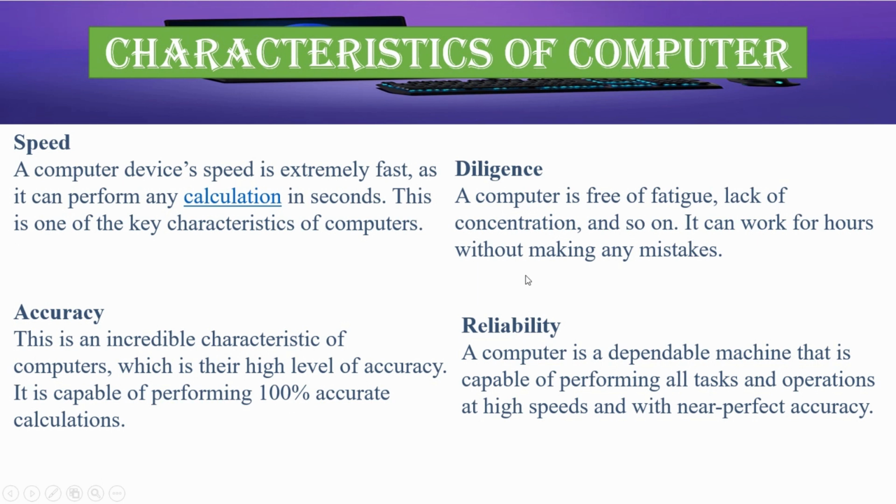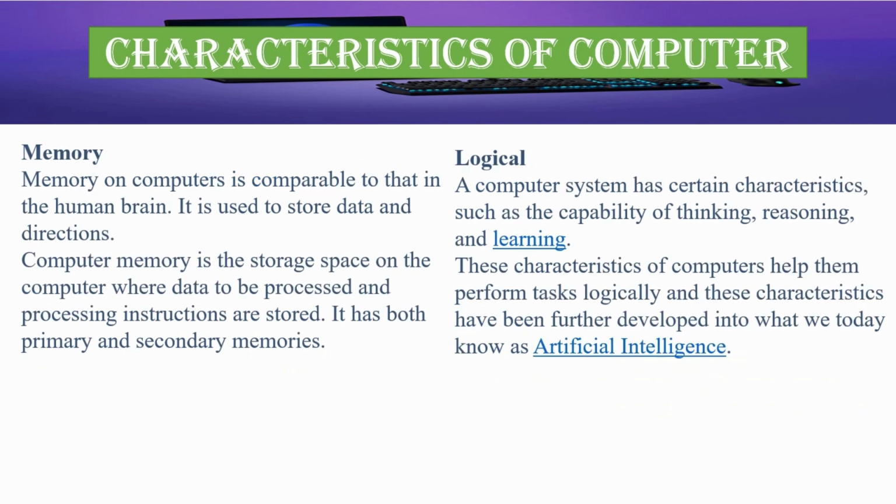It can perform work for hours without making any mistakes. Reliability. A computer is a dependable machine that is capable of performing all tasks and operations at high speeds and with near perfect accuracy.